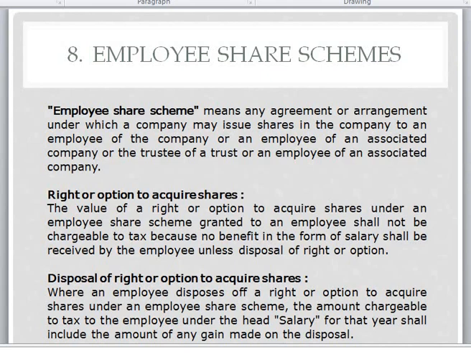Right and option of acquired shares. The value of a right or option of acquired shares under any employee share scheme granted to an employee shall not be chargeable to tax, because no benefit in the form of salary shall be received by the employee unless the right or option is disposed of.